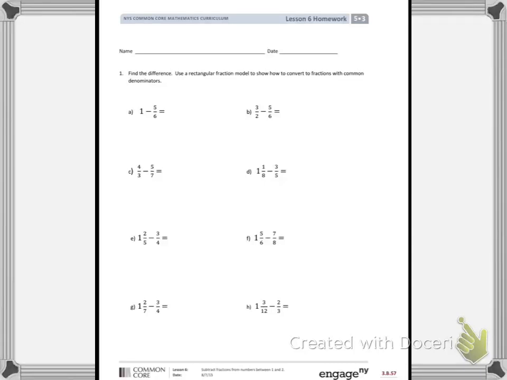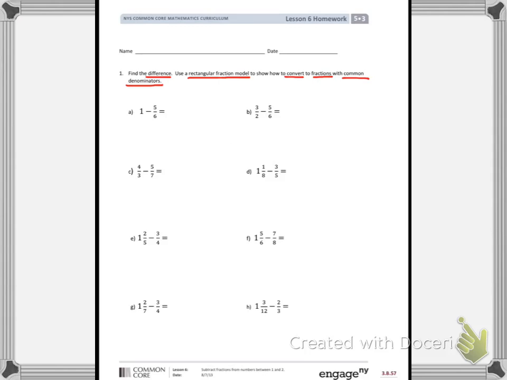This is Module 3, Lesson 6, page 1 of the homework. The directions state, find the difference. Use a rectangular fraction model to show how to convert to fractions with common denominators. So we're going to go ahead and make some rectangles for the rectangular fraction model.